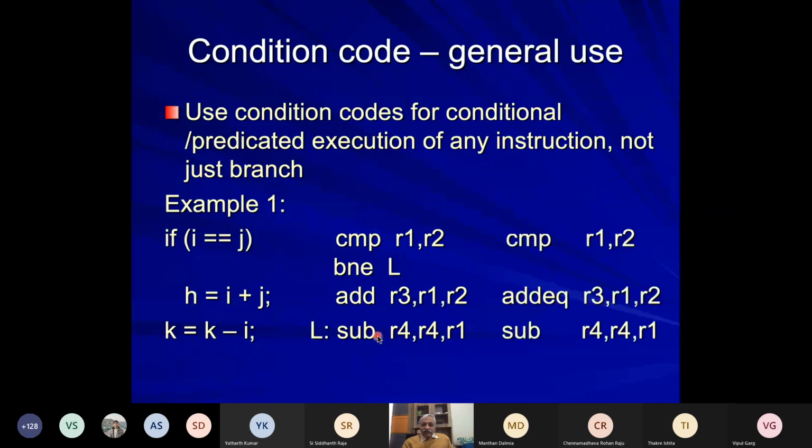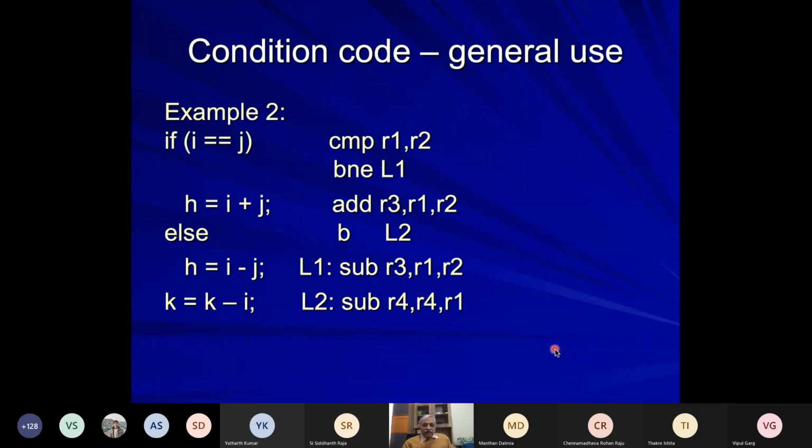So this is one way of doing it. Another way is shown here. Compare R1, R2, and you perform this addition conditionally. So the add instruction with suffix EQ becomes a conditional add, ADDEQ R3, R1, R2, and then you do the subtract. So you require one instruction less. Okay, is it clear? All right, assume that it is clear.